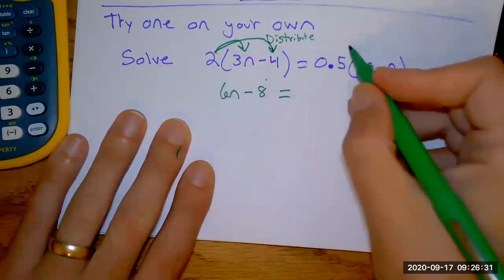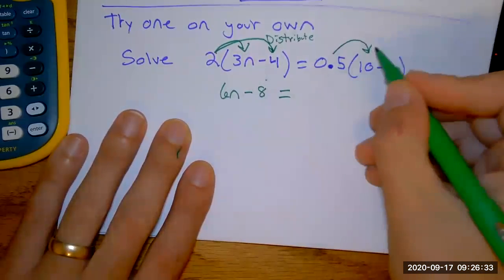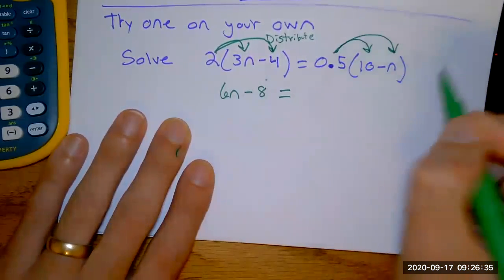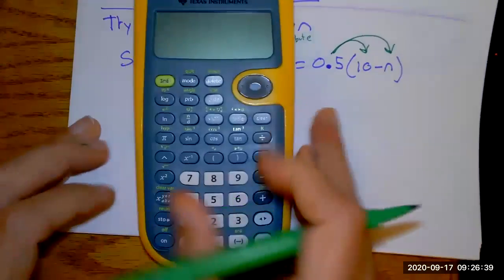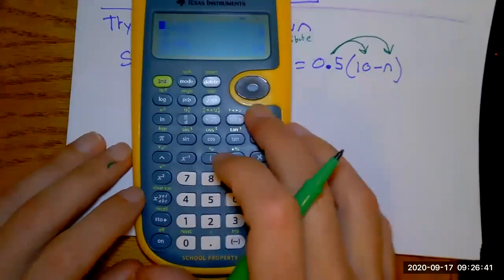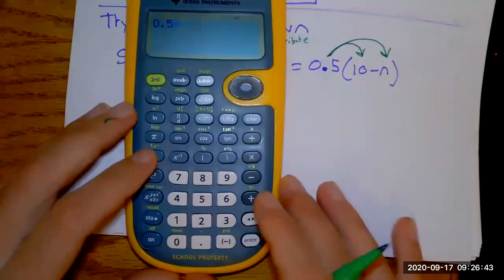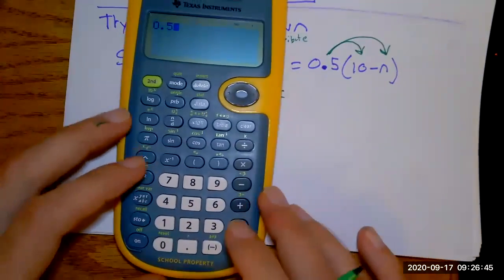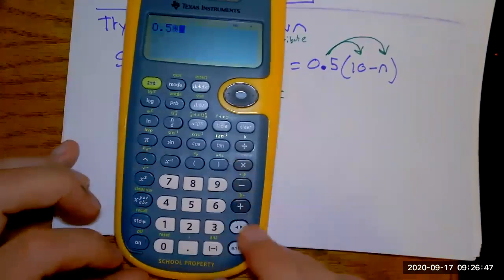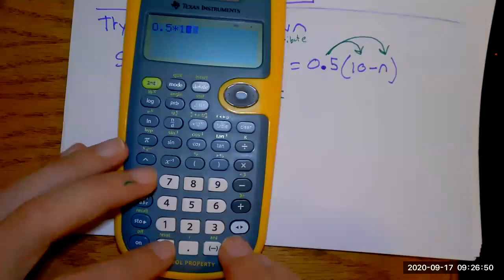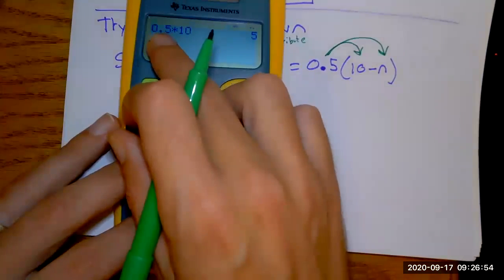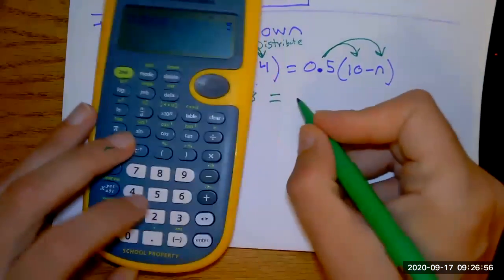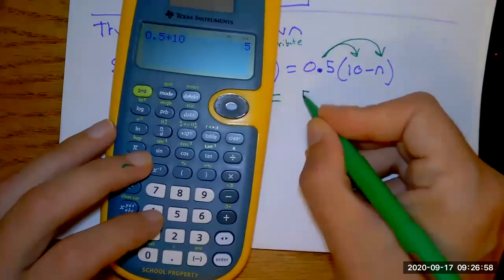Then on my right side, I'm going to take 0.5 times 10 and 0.5 times negative 1n. So in my calculator, what's that going to look like? I can do 0.5, and you can do this on the decimals calculator as well, times 10. Another way to say this, because this is a half, I'm doing a half of 10. So this is going to be 5.